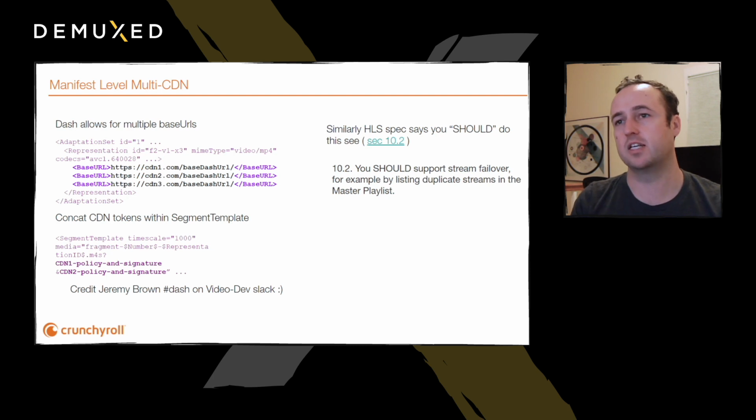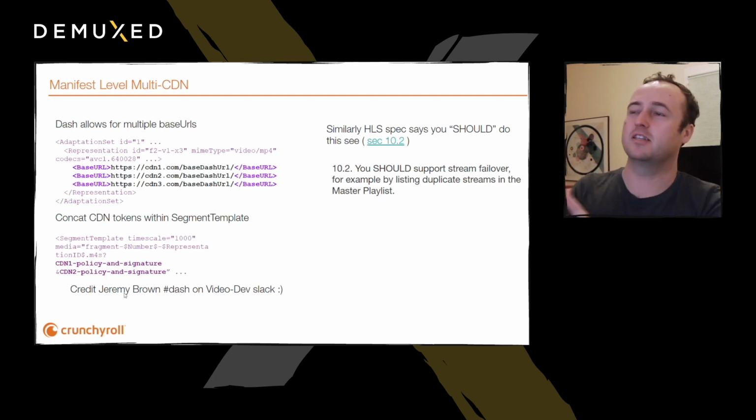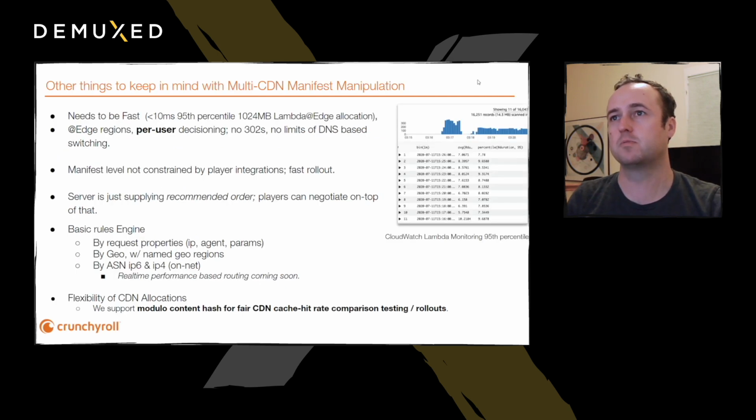There's a few nice things about doing it as a spec. You can quickly get it rolled out to a lot of different contexts. Our URLs are tokenized, so we have to concatenate the tokens together. Credit to Jeremy Brown on the DASH Slack channel, who had that idea. And similarly, HLS has a spec that different renditions should be supported. And so it was pretty straightforward to add it for the HLS-based streams.